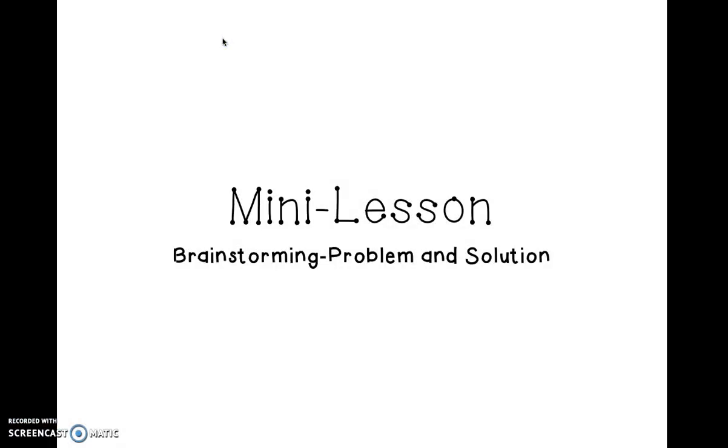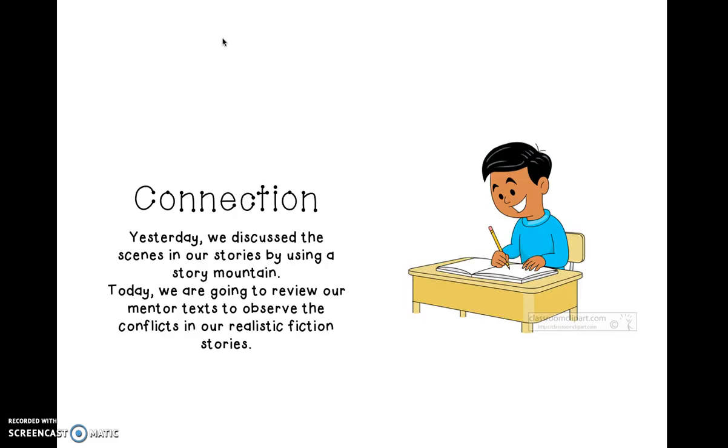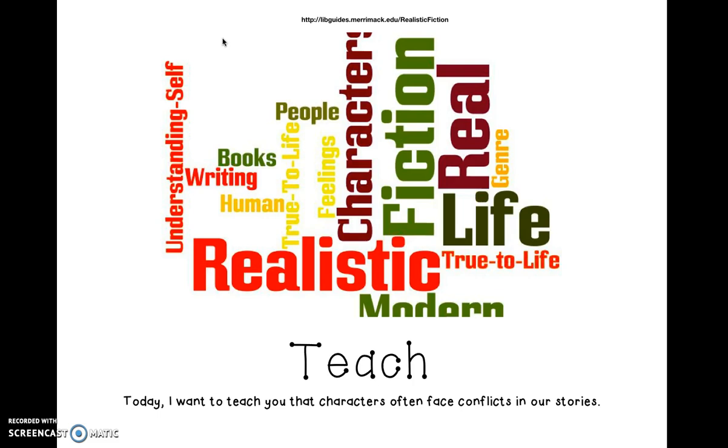Mini Lesson 3, Brainstorming, Problem and Solution. Yesterday, we discussed the scenes in our stories by using a story mountain. Today, we are going to review our mentor text to observe the conflicts in our realistic fiction stories. Today, I want to teach you that characters often face conflicts in our stories. Let me show you what I mean.